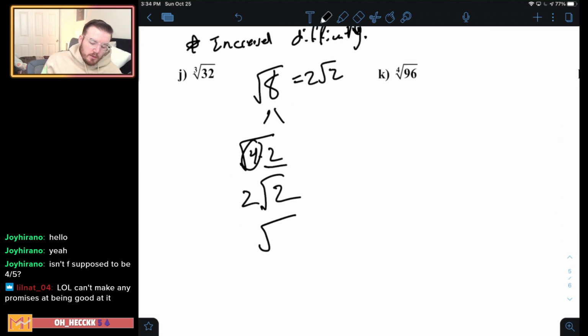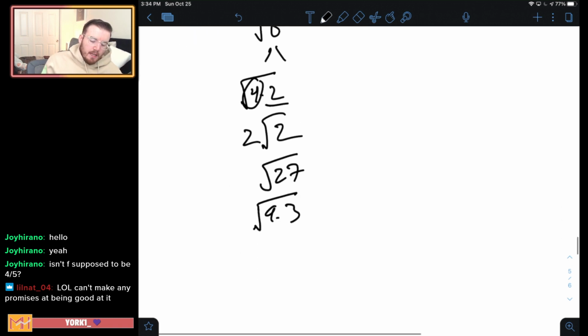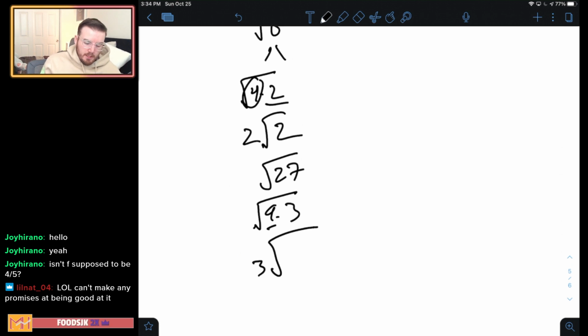Another example, the square root of 27. 27 is 9 times 3. I can take the square root of 9. That's just 3. But I can't take the square root of 3. So it's 3 root 3. All right.